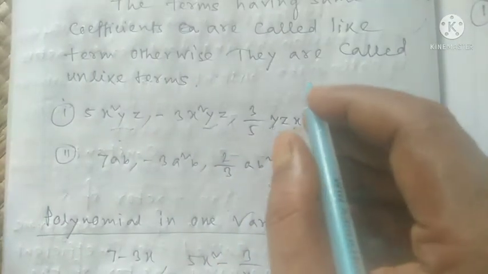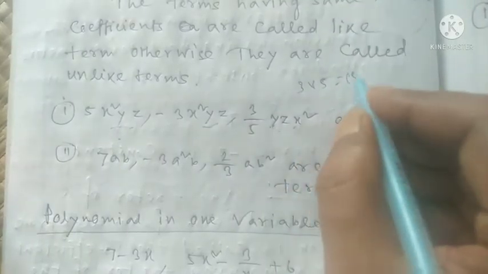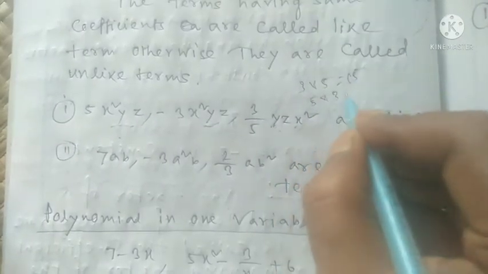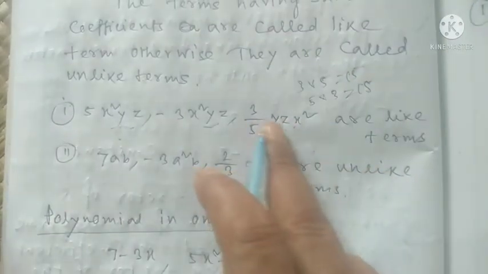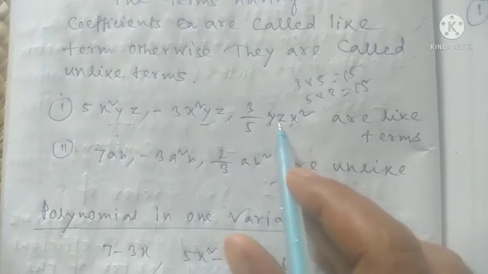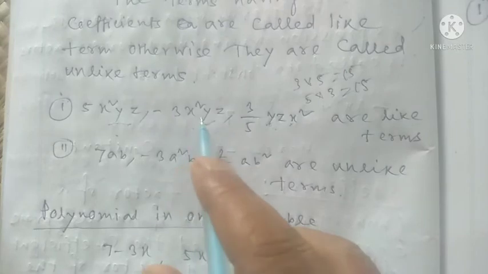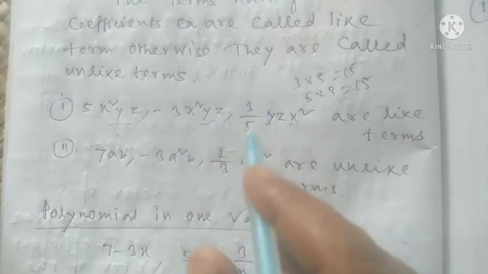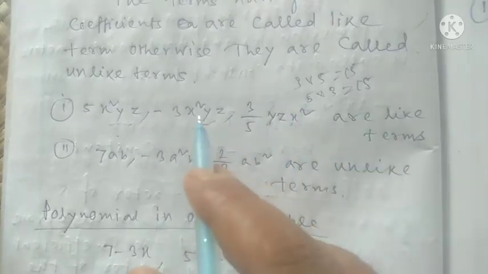Suppose you take the example 3 into 5. How much is it? 15. And 5 into 3 is 15. Both values are the same. So in multiplication, you have to take them as the same. Here it may be y first, z second and x square third, but here x square is first, then y z. No problem, because the combination is multiplication, so you have to take them as the same.